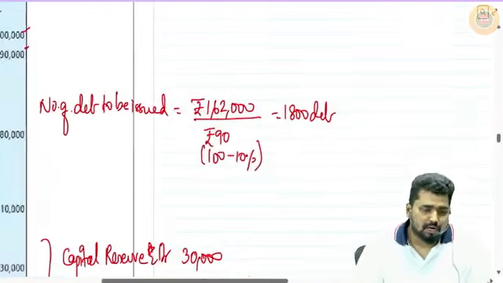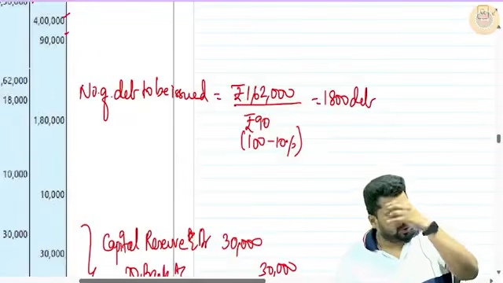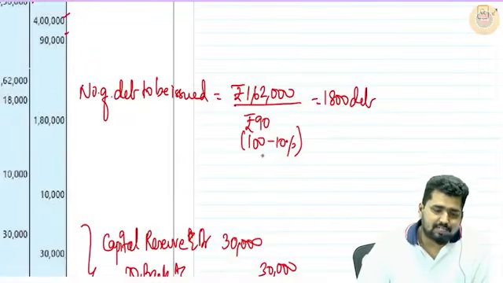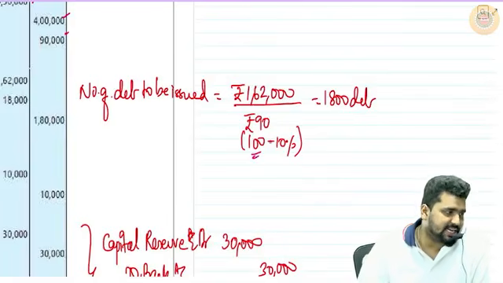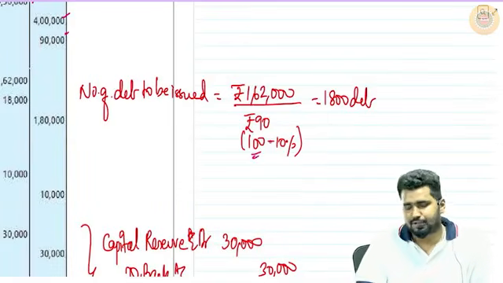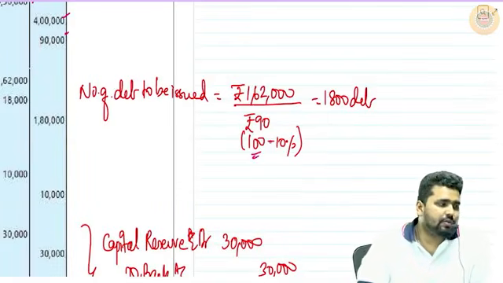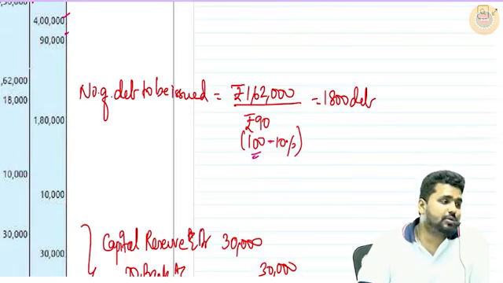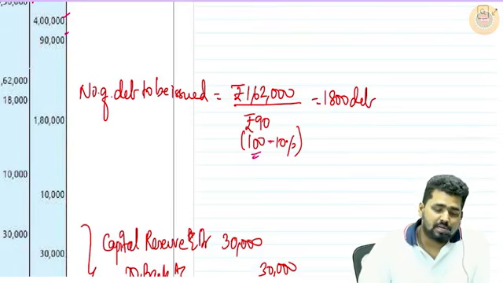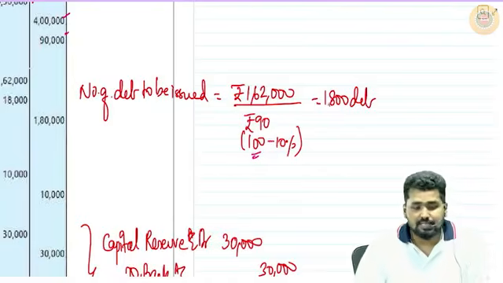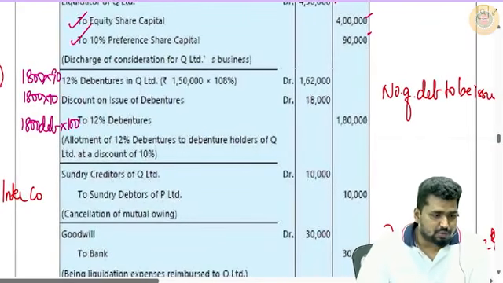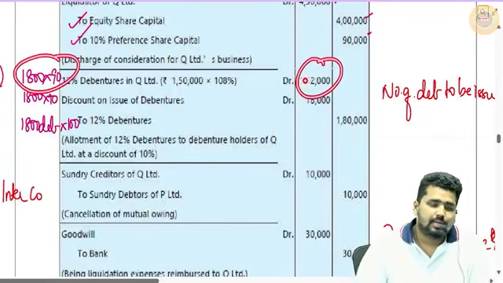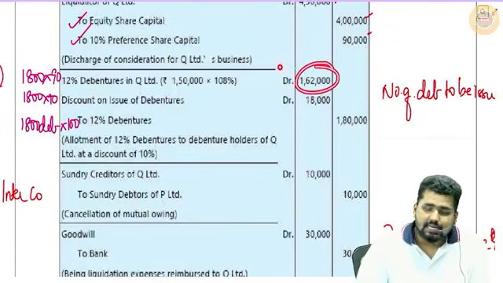So the number of debentures to be issued is equal to 1,62,000 we have to give. Correct? But what is the issue price? Our share value is 100 or 90? It is 90, with 10% reduced as discount. Therefore 1,62,000 divided by 90. How many debentures do we have to issue to settle 1,62,000? 1,800 debentures of 90 each I have to give. Then only you can settle 1,62,000.